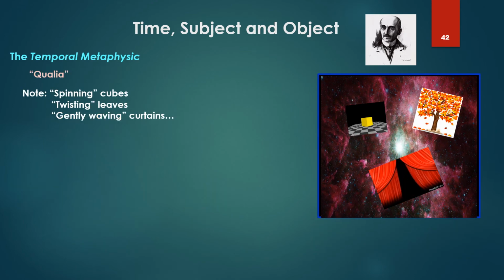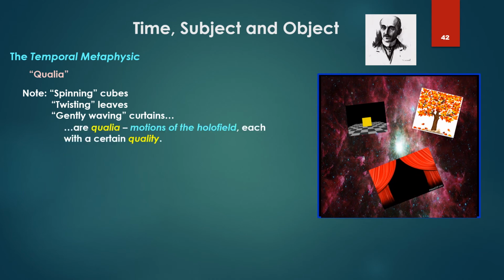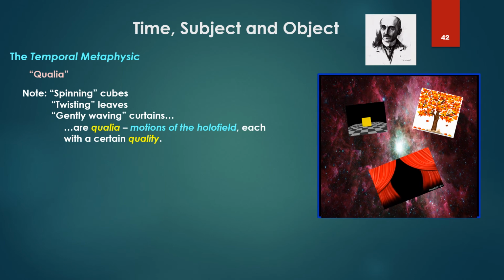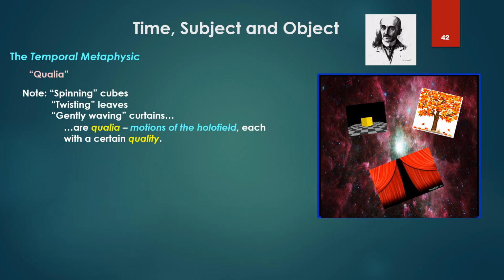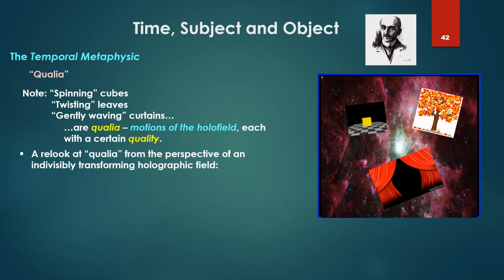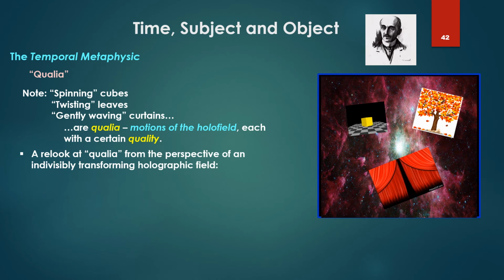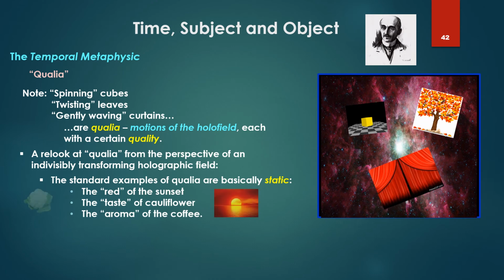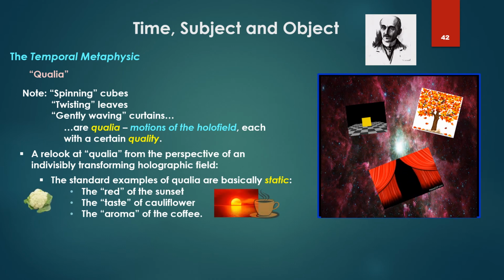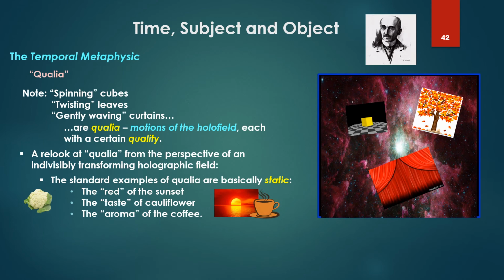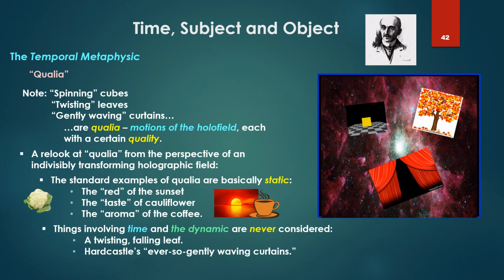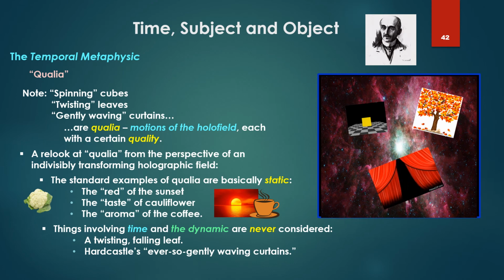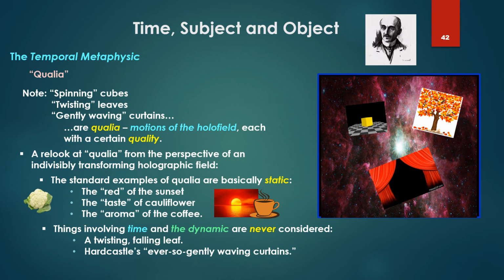Note, spinning cubes, twisting leaves, gently waving curtains are qualia. They're motions within the holographic field, or holofield for short, each with a certain quality. A relook at qualia from the perspective of an indivisibly transforming holographic field: the standard examples of qualia in the literature are basically static. The red of sunset, the taste of cauliflower, the aroma of coffee. Things involving time and the dynamic are never considered, the twisting falling leaf, or Valerie Hardcastle's ever so gently waving curtains.